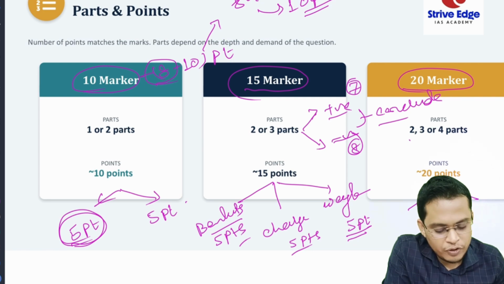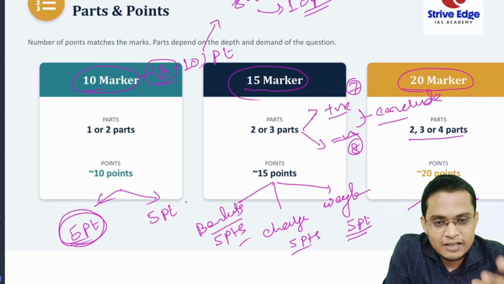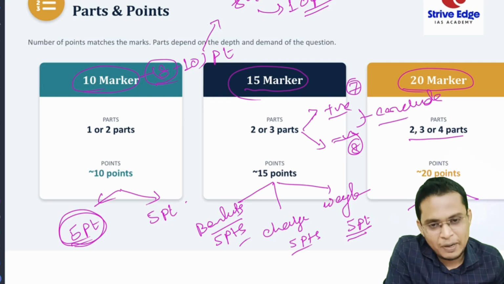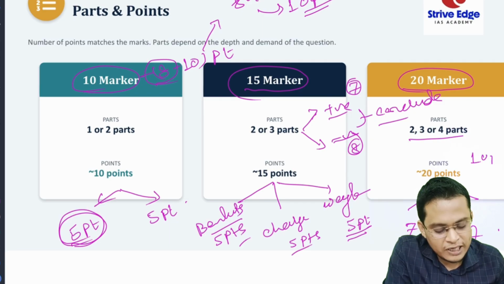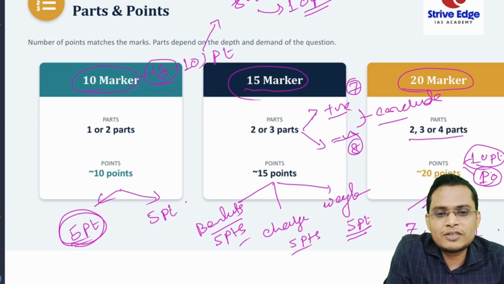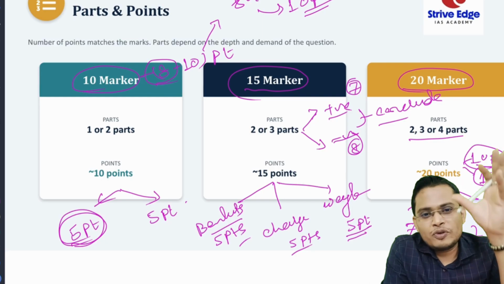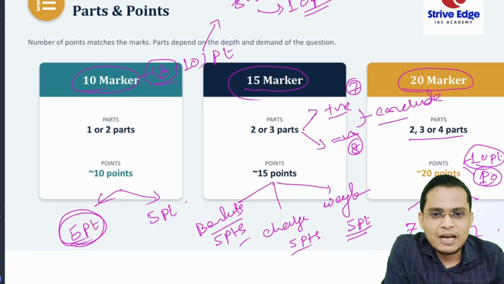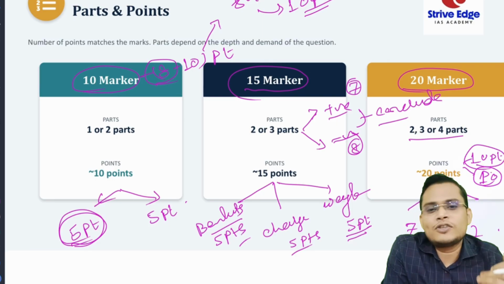But in case of a 20 marker question, generally they are either three parts or four parts. If it is three parts, then you have to write 7 points. If it is two parts, then you have to write 10 points in the first part and 10 points in the second part. Okay, I am giving you an example: what is the impact of globalization on Odisha society. So here you have to write the positive impact of globalization on Odisha in 10 points and the negative impact of globalization on Odisha in 10 points.